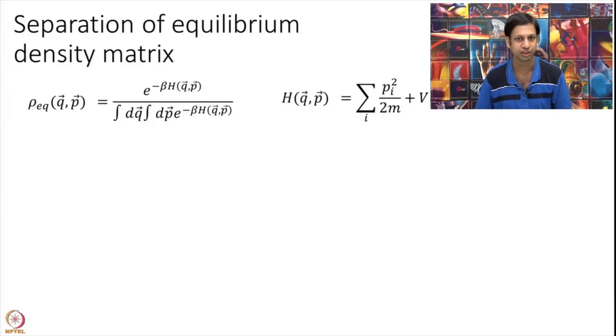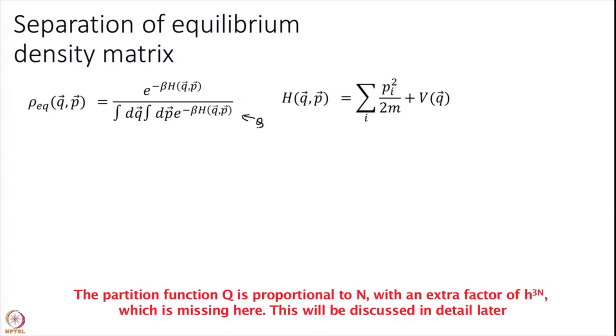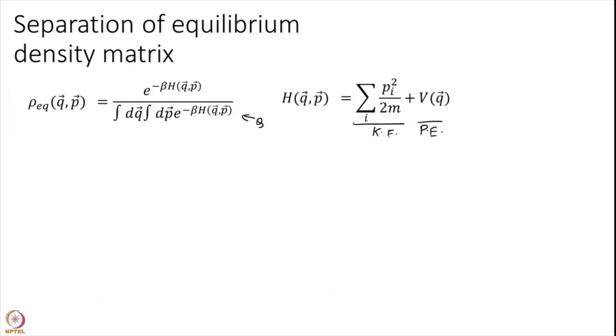So, before moving forward, let us do one thing which is going to be useful. I have written down the definition of our rho equilibrium, which is what we derived in the last module, e to the power of minus beta h divided by this integral, basically the q. And I have written the Hamiltonian explicitly, which is the kinetic energy plus the potential energy. So, I want to just substitute this h in this rho equilibrium and see if we can simplify this equation a little bit.